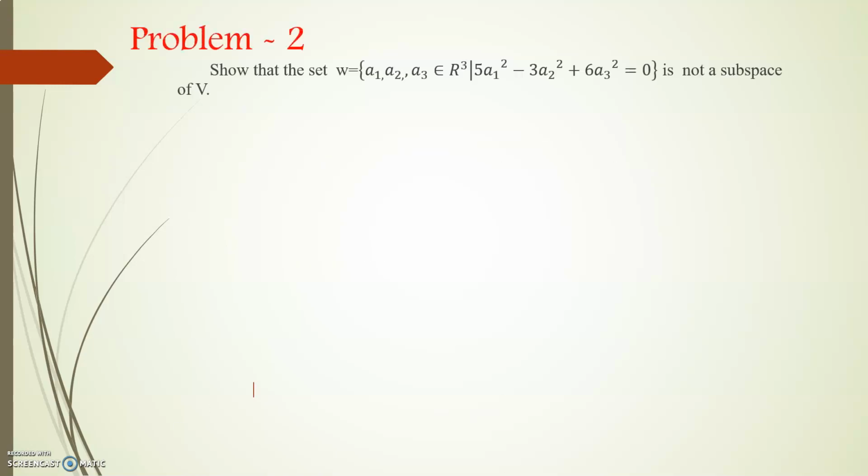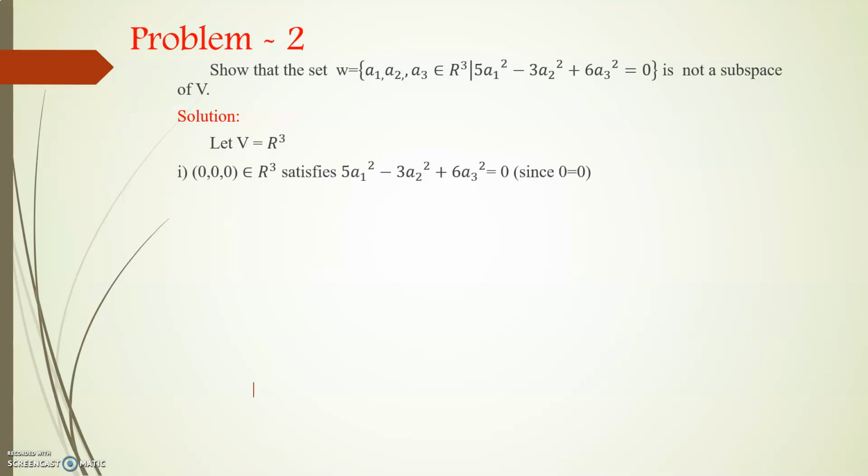Next, problem 2. Show that the set W, equal to a1, a2, a3 belonging to R3 such that 5a1 square minus 3a2 square plus 6a3 square equals 0, is not a subspace of V. That is, we have to show that this is not a subspace of the vector space V. Let V be equal to R3.